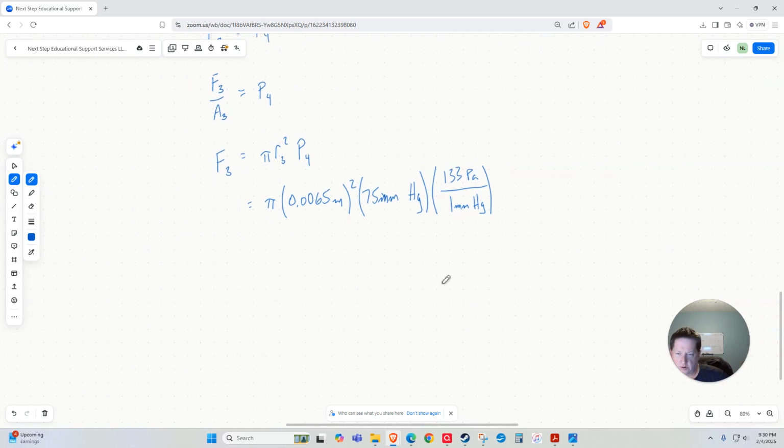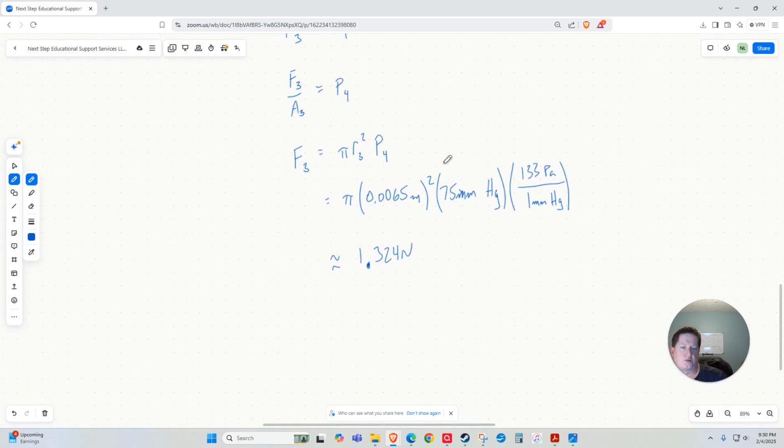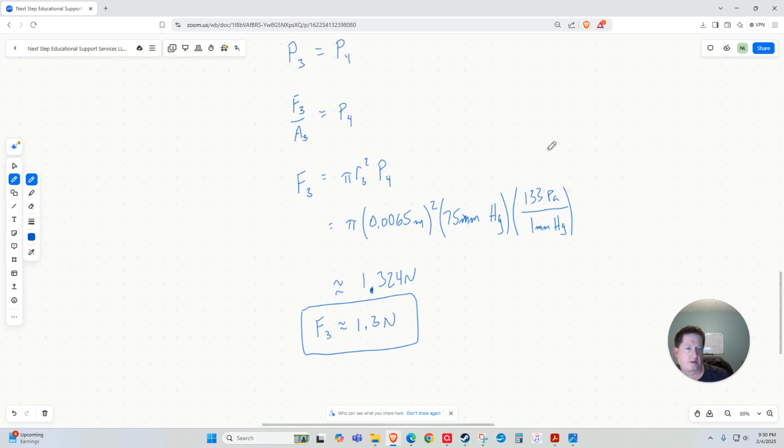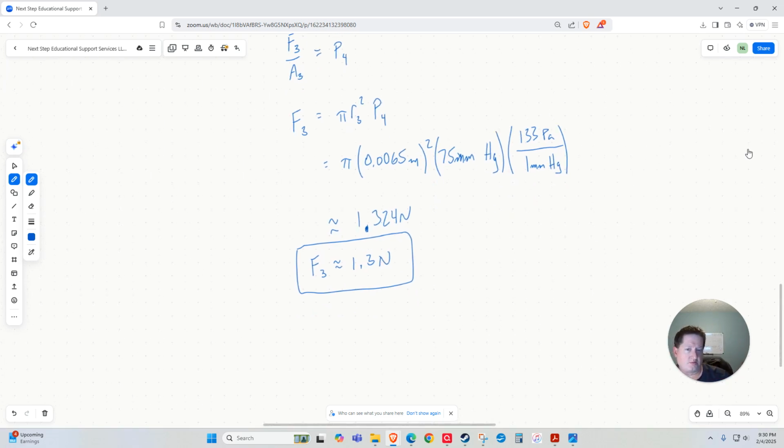Okay, as expected, we got a low number here. Approximately 1.324 newtons. That's a decimal, not a comma. And again, we're dealing with two significant figures here, so we're going to round that off to a more appropriate 1.3 newtons. That takes care of part B, how much force we need to push that into that vein. That takes care of this problem. Moving on to the next one.